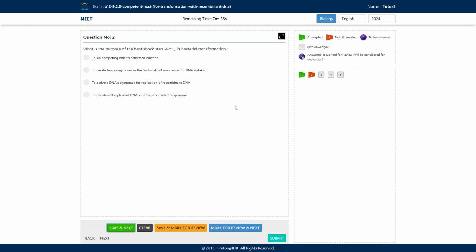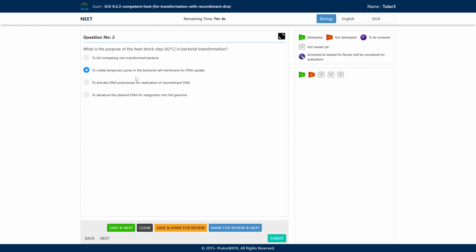First, to kill competing non-transformed bacteria. No, we don't do it for that. Second, to create temporary pores in the bacterial cell membrane for DNA uptake. Yes, we have talked in class about how heat shock helps in making this transient pore on the cell membrane for DNA uptake. So second option. But let's see the other options too.